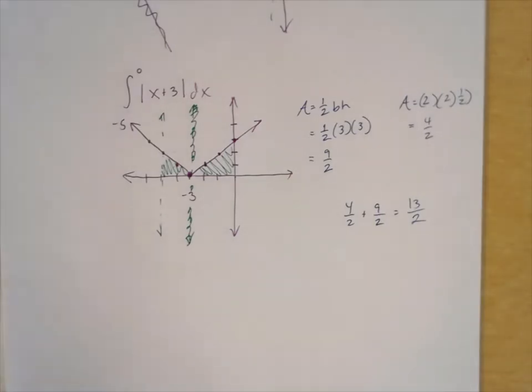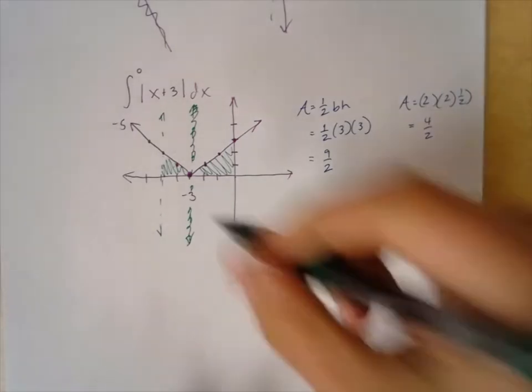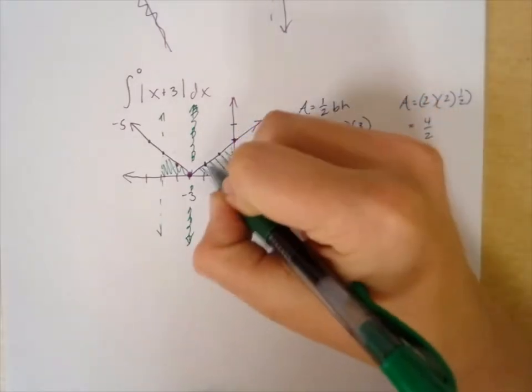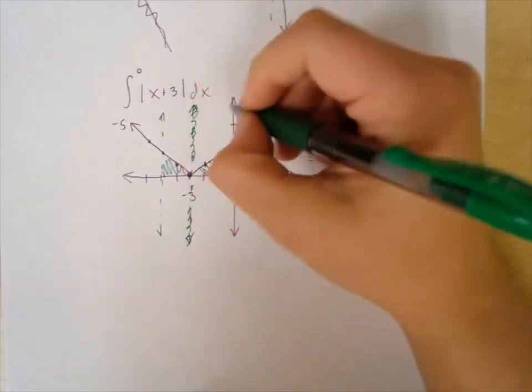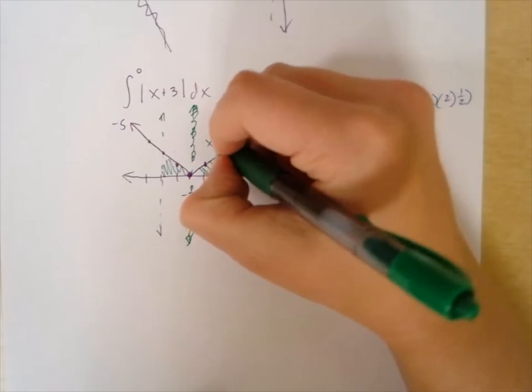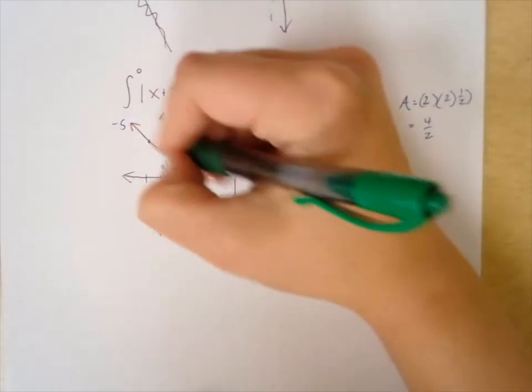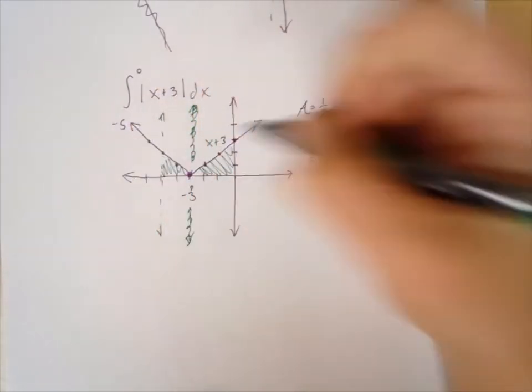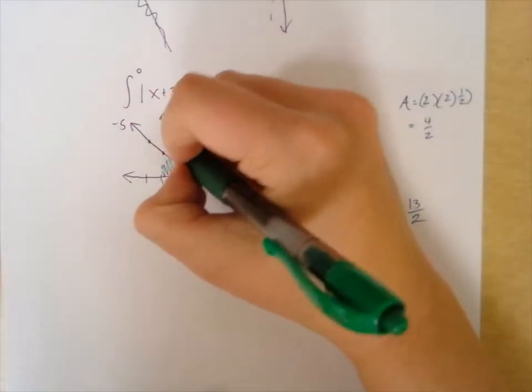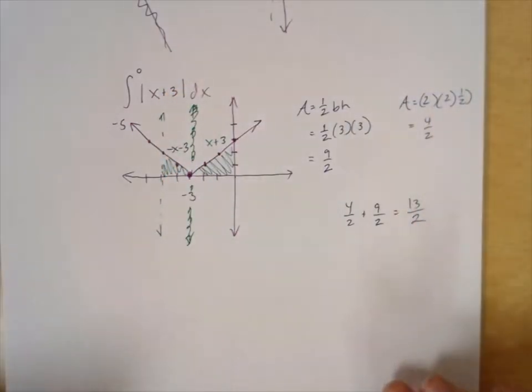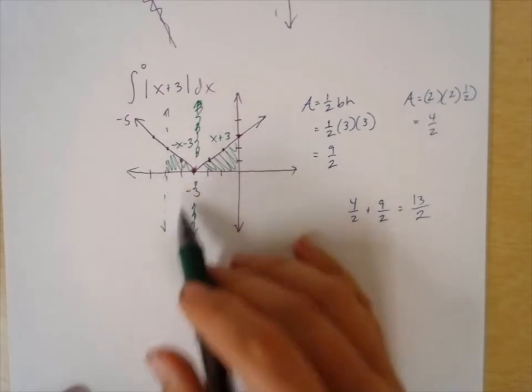When we think about this as an integral, I want you guys to remember that this side of the function is represented by the function x plus 3, and that this side of the function with the negative slope is represented as -x minus 3. So, as an integral, here's what this looks like.